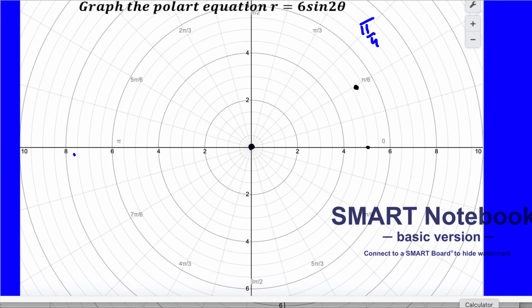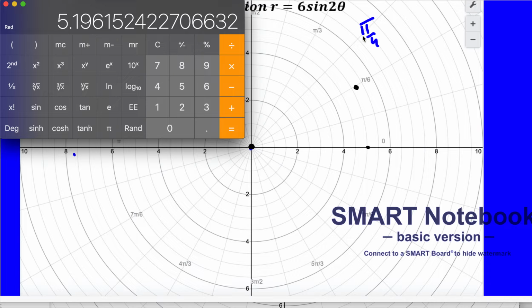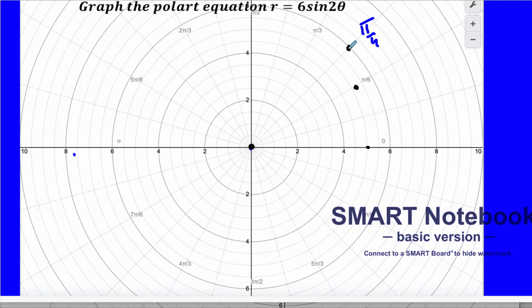And now we are going to look for pi over 4. Look here, 2 times pi over 4, 2 pi divided by 4. If I substitute theta by pi over 4, this 2 simplifies with 4 and it's going to be pi over 2. The sine of pi over 2 is very easy to know, because the sine of pi over 2 is 1. And 1 times 6, when I substitute theta for pi over 4, is going to be 6. So this is equal to 6, and 6 is here, this point.